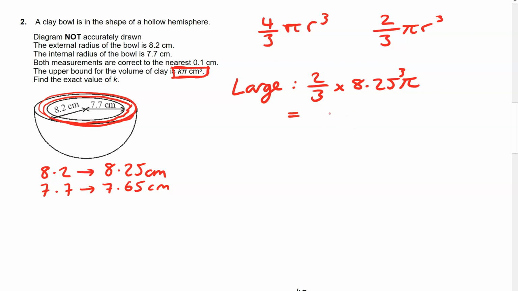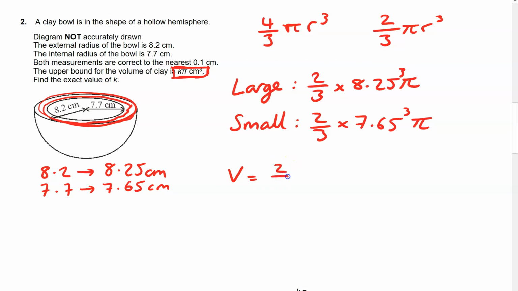Let's try that again. Actually, what I could do is I could do it all in one calculation. So I've got the small, which is 2/3 7.65 cubed pi. So the volume is going to be the difference between those. So I can write it as 2/3 times 8.25 cubed minus 7.65 cubed, times pi. Well, you can work out each one.